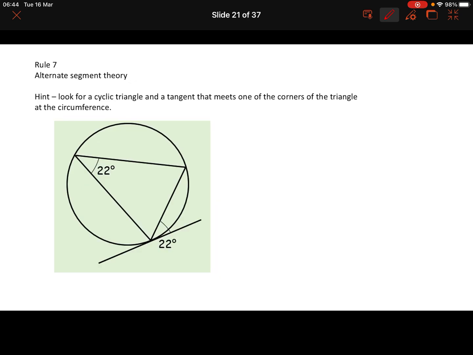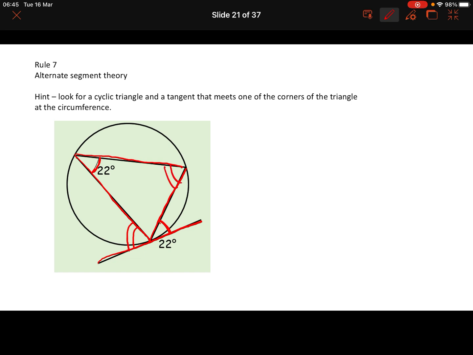Okay, right, last one. This is the tricky one. This rule is called alternate segment theorem. It simply says if we have a cyclic triangle, so all three corners need to be touching the circumference of the circle, meeting a tangent at the circumference, then this angle must be the same as this angle. And it would also be true that this angle would be the same as this angle.